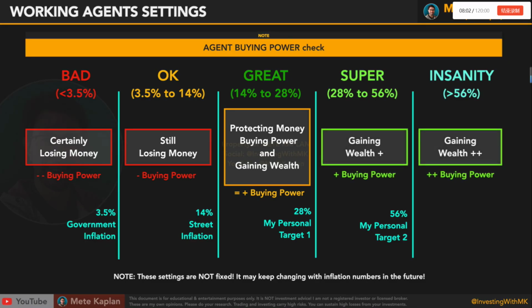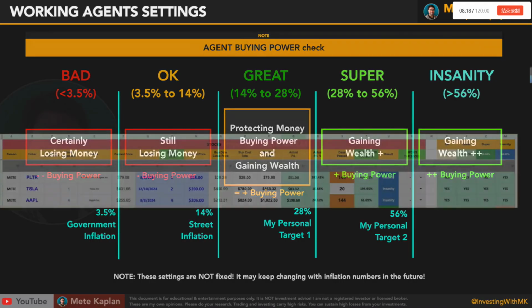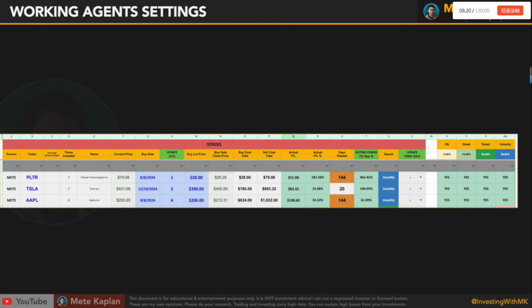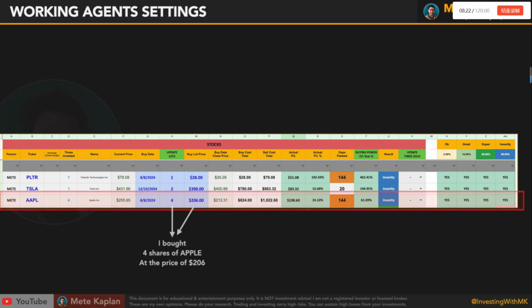It is great. But remember, my main aim is to gain wealth. I need to reach my personal targets to be really wealthier. This is the only way to truly increase my buying power and get richer and wealthier. Let's run a full example here so you will understand everything clearly.